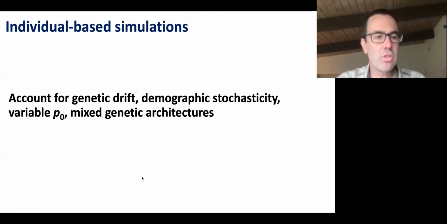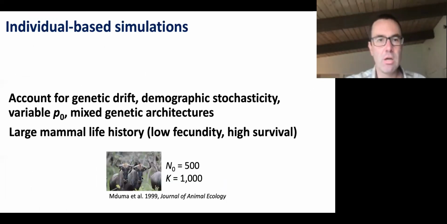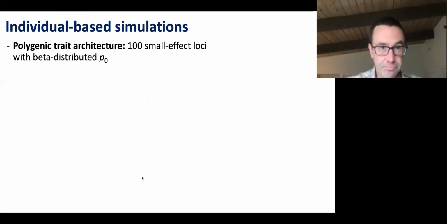So the models I just showed you are quite simple and make lots of obviously overly simplistic assumptions. So we use some individual-based simulations to simulate some more complex and realistic scenarios, and importantly, these account for genetic drift, demographic stochasticity, varying initial allele frequencies, and mixed genetic architectures. And we model a large mammal life history where we have low fecundity and high survival, so a high probability of an offspring surviving to reproductive age.